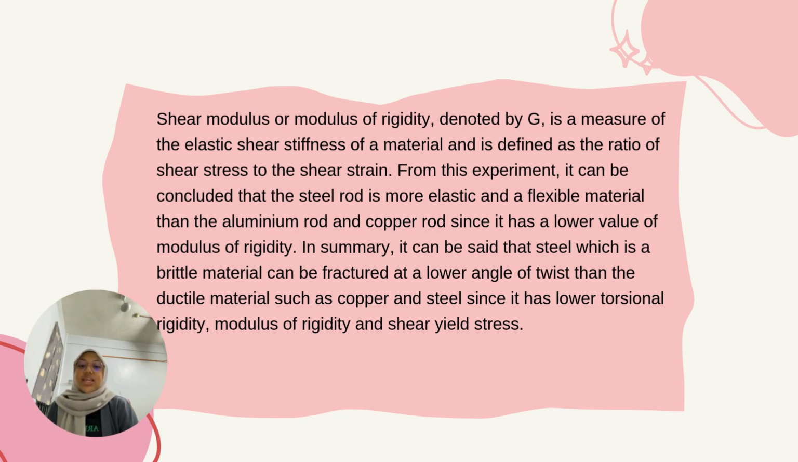In summary, it can be said that steel, which is a brittle material, can be fractured at a lower angle of twist than ductile materials such as copper and steel, since it has lower torsional rigidity, modulus of rigidity, and shear yield stress.